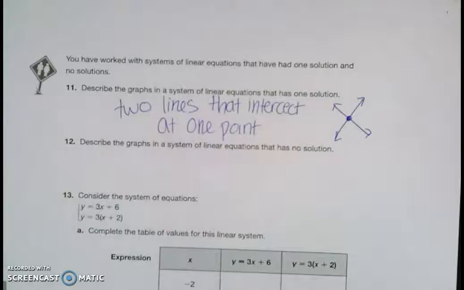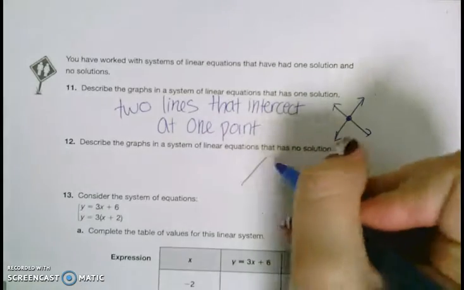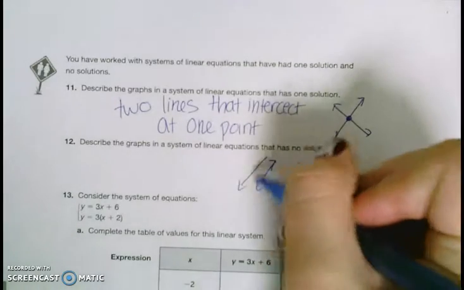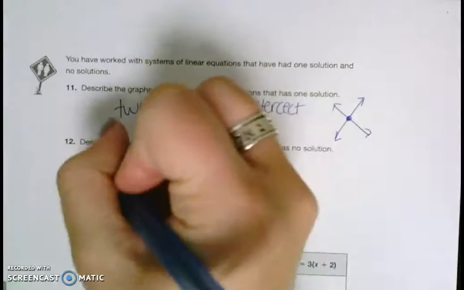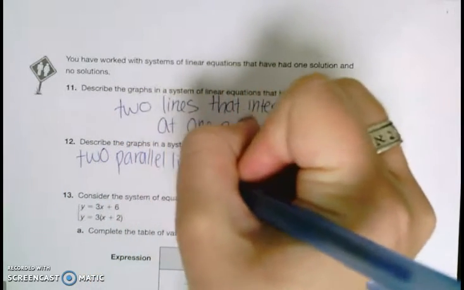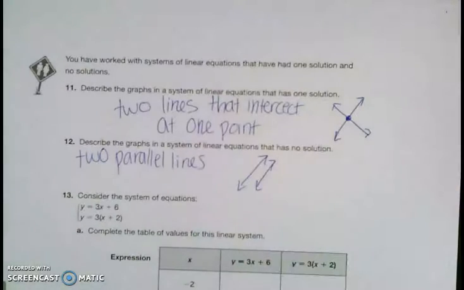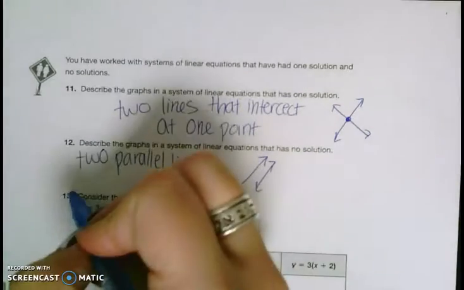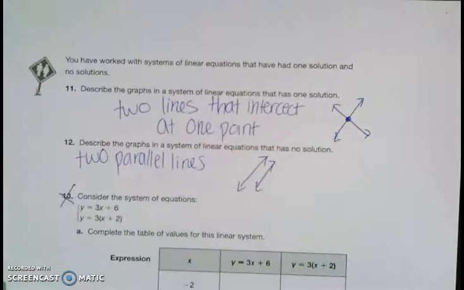Number 12 says, describe the graph in a system of linear equations that has no solution. That's like the one we just did. It's two parallel lines. And then you can go ahead and put an X through number 13. We're going to skip that one.